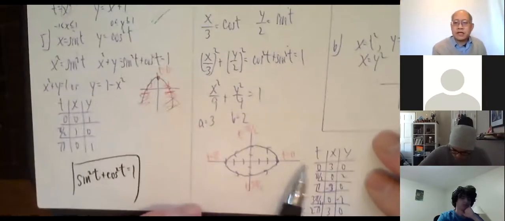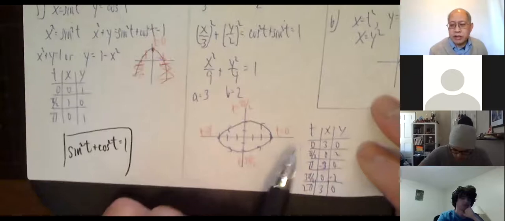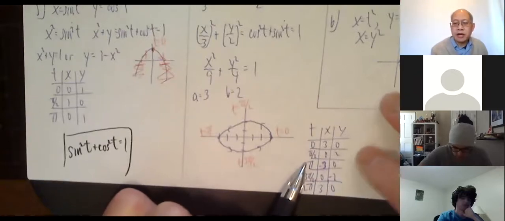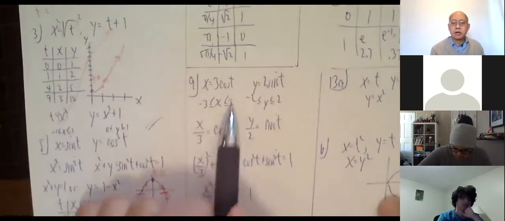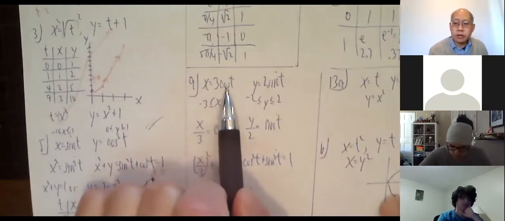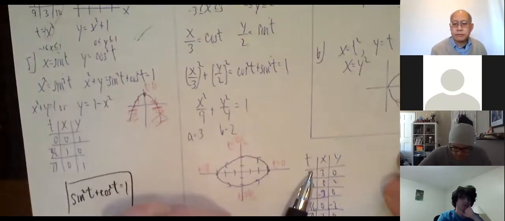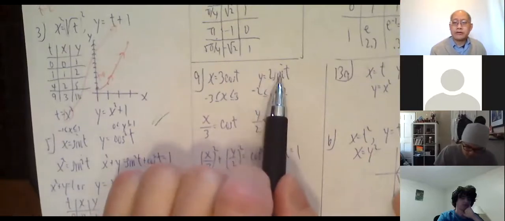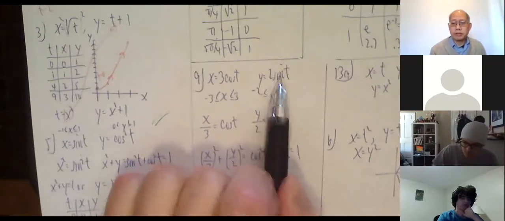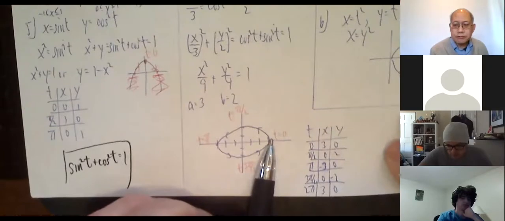All right, so a little mini table. So I just went 1 period, 0, pi over 2, pi, 3 pi over 2, 2 pi. Okay, so what happens when I plug in 0? 3 cosine of 0, cosine of 0 is 1. 1 times 3 is 3. How about y? Plug in 0. 2 sine of 0, that's 2 times 0, which is 0. So it starts at 3, 0.